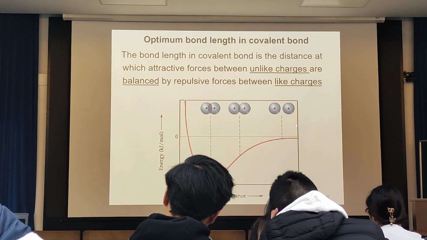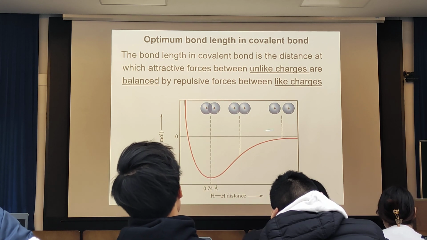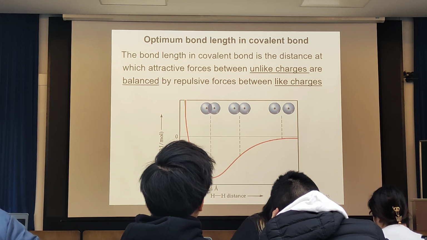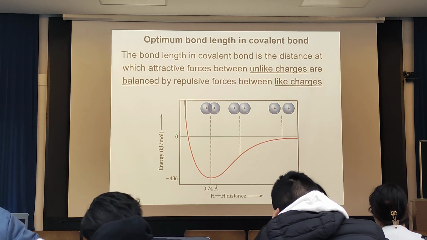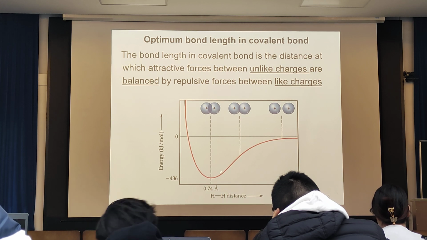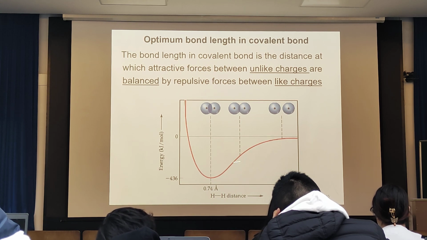Okay? So when the two orbitals get closer and you start to have overlapping, the energy of this system gets to this level, meaning it is decreasing in terms of potential energy. And when the energy decreases, it means that the system becomes more stable. Okay? And if you go to this position, the overlapping will be maximum, and then here the energy will be minimum.